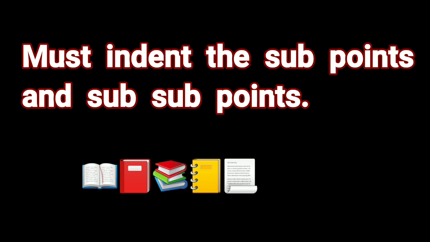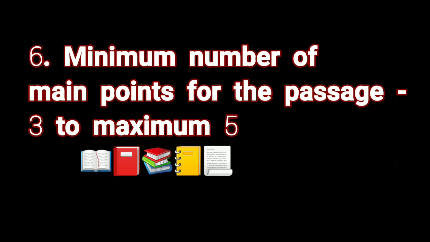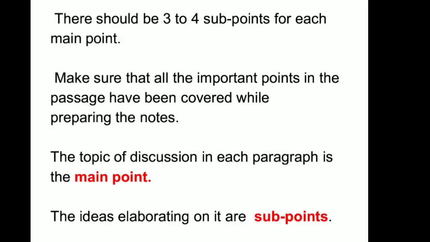Point number 6. Minimum number of main points for the passage are 3 and maximum should be 5. There should be 3 to 4 subpoints for each main point. And you can have sub-subpoints in about 2 places in the entire note making. You should make sure that all the important points in the passage have been covered. The topic of every paragraph is the main point and the ideas that elaborate that topic are the subpoints.